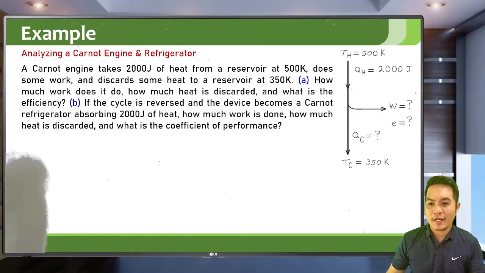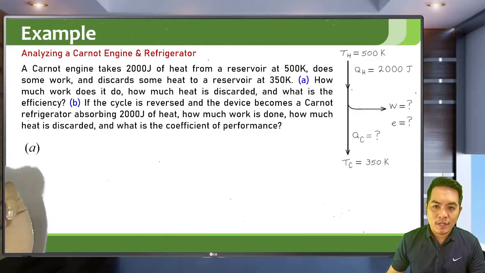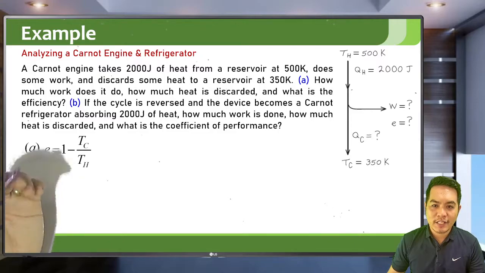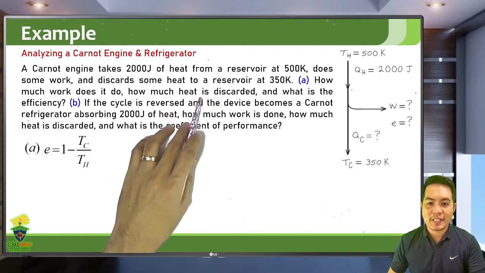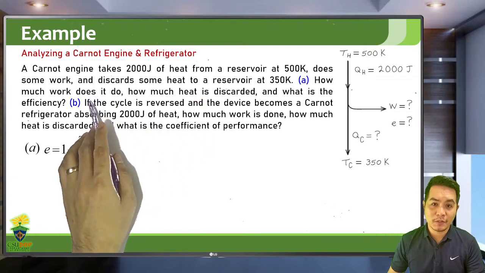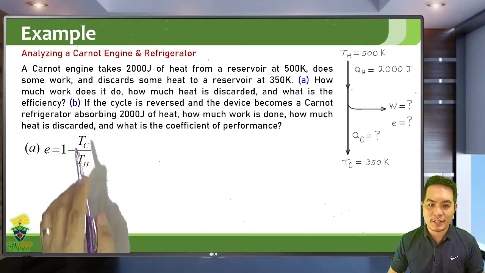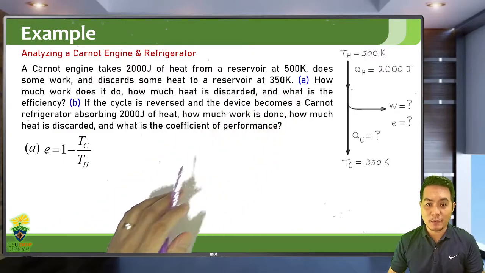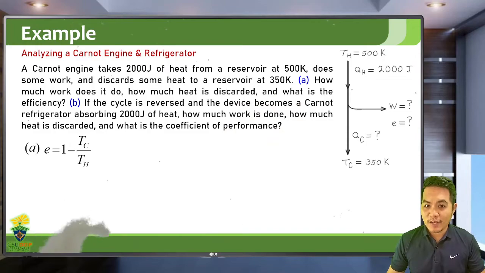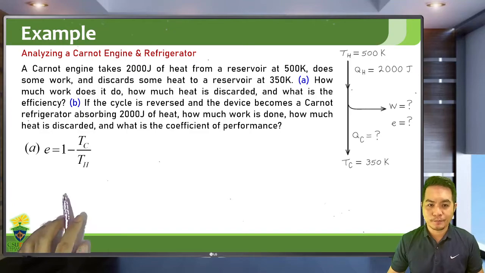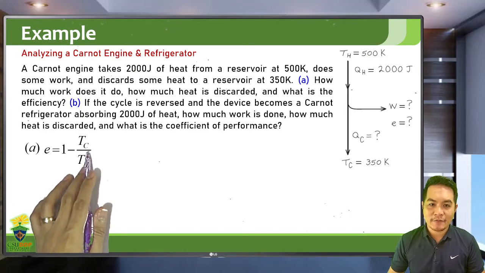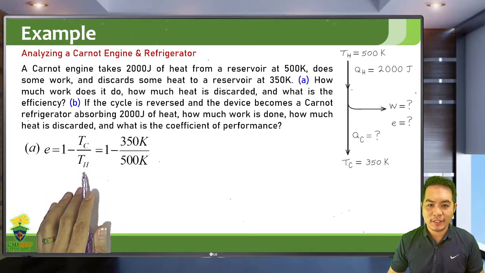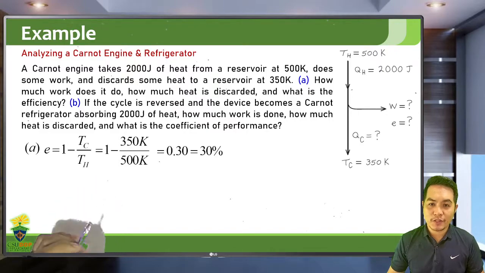So let's first answer letter A. So the first question is how much heat is discarded, QH, how much work is W, and what is the efficiency? So we can actually solve for the efficiency first because we are given the temperatures. And we know that for a Carnot engine, it only depends on the temperatures of the reservoirs, the cold region and the hot region. So Tc here is 350 Kelvin, Th is 500 Kelvin, and you will get an efficiency of 0.30 or 30%.